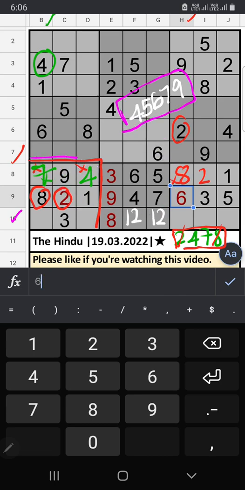7th row, 7th grade, only 2 numbers are remaining: 5 and 6. Column B we have 6. So 6 can't come in the cell. 6 is confirmed here. Then 5 is here.